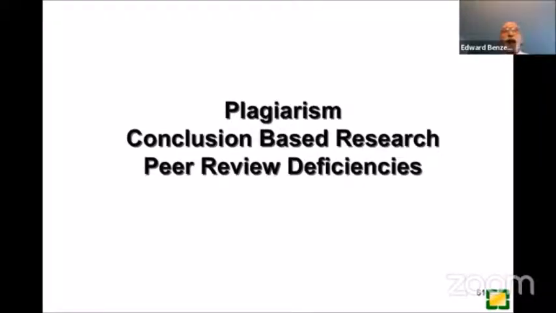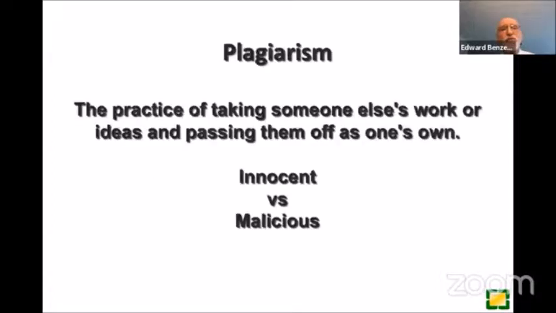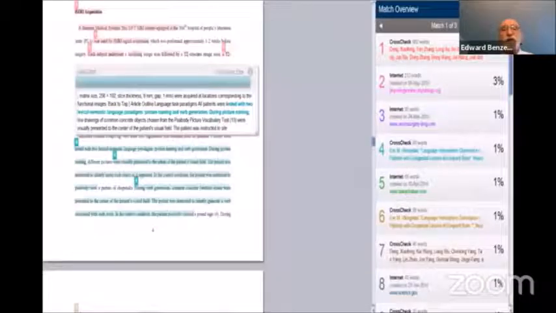Plagiarism, one last shot at that. Be very careful to watch for misrepresentation or not misrepresent your data, and try to avoid conclusion-based research. Conclusion-based research is research that is designed to prove a point. And there's a ton of bias that can be introduced when that is done. And again, there are 2 types, in my opinion, of plagiarism. Innocent, which we've already discussed, and malicious, which we have discussed.